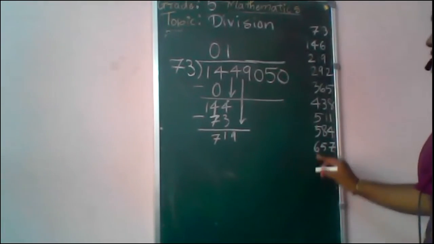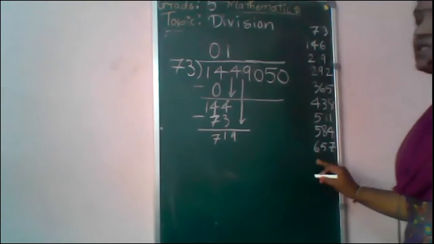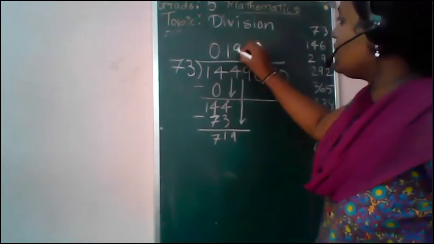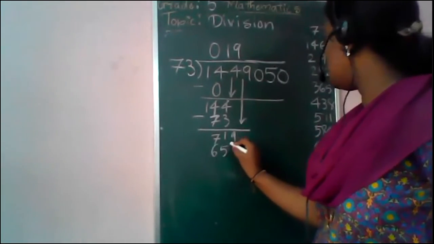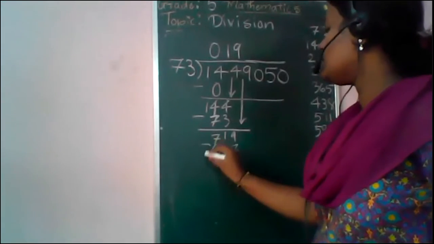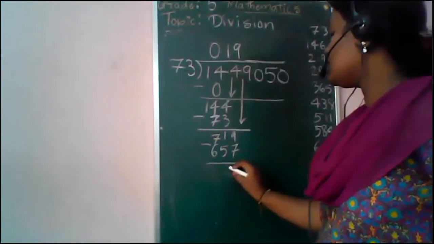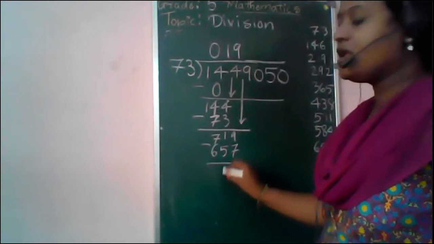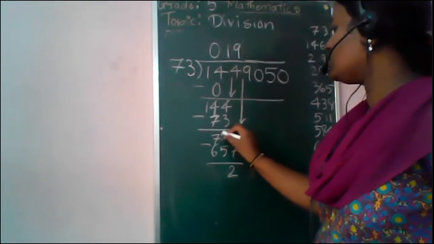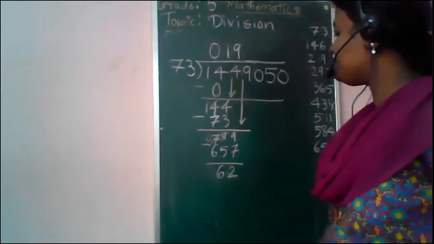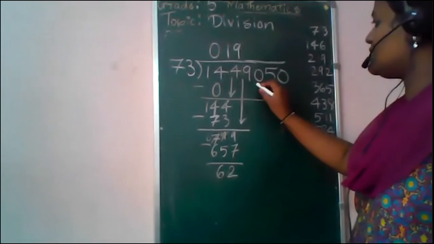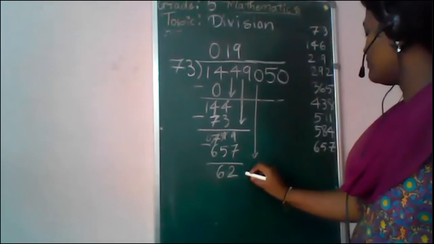719. We can see that 657 is the possible number. So we note 73 nines are 657, and then subtract. 9 minus 7 is 2. 1 we cannot, so we need to take 11. 11 minus 5 is 6. Bring down the next digit, that is 0.